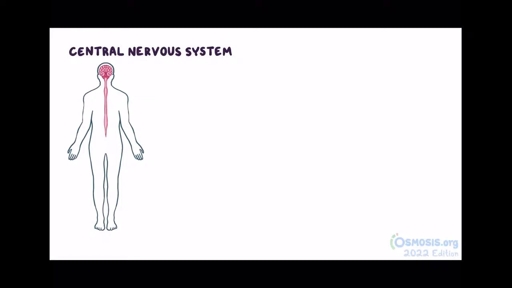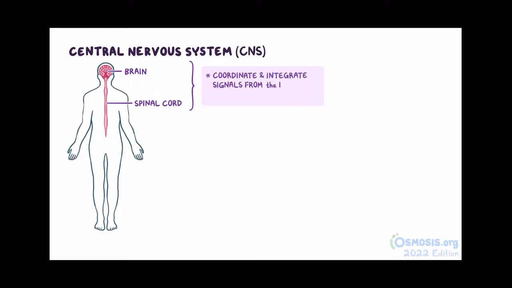All right, now let's switch gears and discuss the central nervous system, which consists of the brain and spinal cord. The main role of the CNS is to coordinate and integrate neuronal signals from the periphery, as well as perform higher-order functions like learning. Now, there is important terminology used when discussing different parts of the CNS.